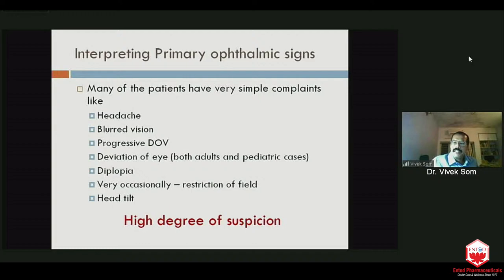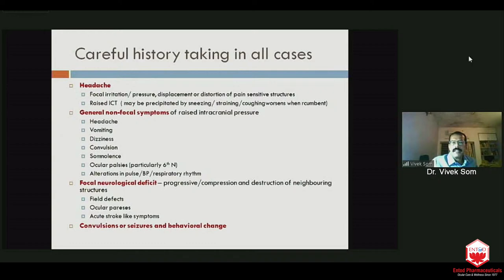So we have to have a high degree of suspicion at the outset and spare a little time for examining and taking a careful history regarding the headache, which might be associated or precipitated by sneezing, straining, coughing, or when recumbent. There may be focal or non-focal neurological deficits, like headache associated with vomiting, dizziness, convulsions, and alterations in pulse, BP, and respiratory rhythm. There may be ocular paresis, head tilt, and acute stroke-like symptoms.